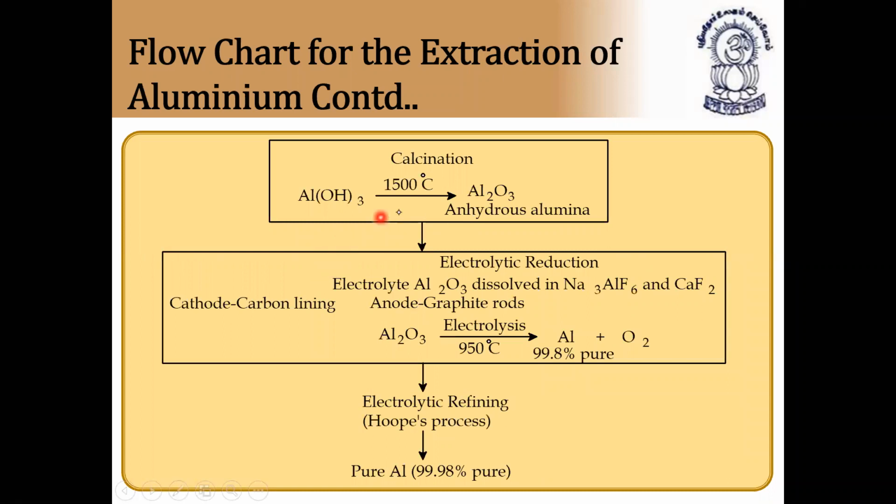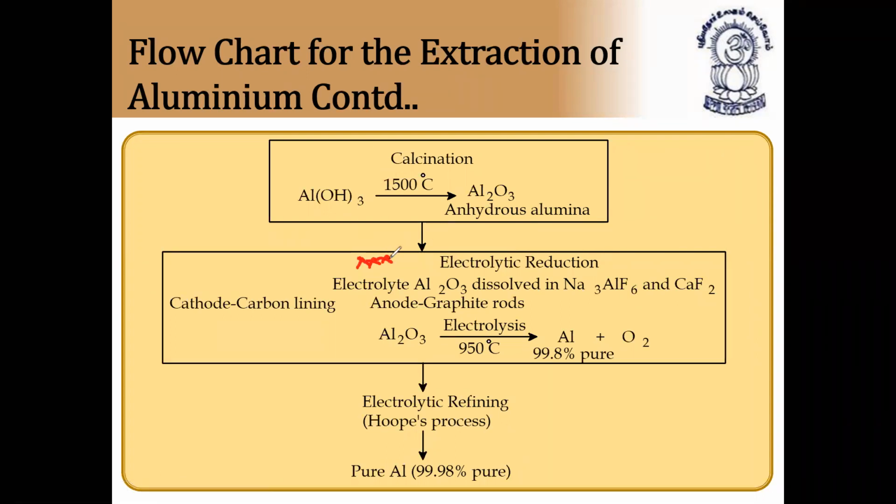This aluminum hydroxide, as I told you, on heating strongly, by calcination, forms aluminum oxide, that is anhydrous alumina. This anhydrous alumina undergoes electrolytic reduction to form aluminum and oxygen, giving 99.8% pure aluminum. To make it almost 99.98% pure, we do electrolytic refining, that is Hoope's process. This lecture is a recap of that lesson, so please follow these flow charts, and note them down. That's why I have made it again and again, because this discussion is very important.